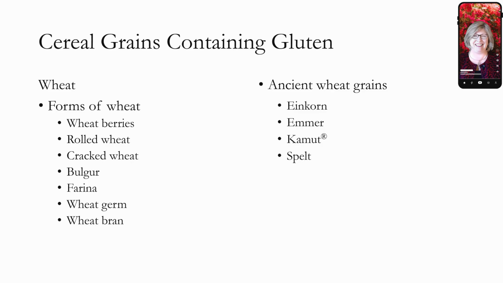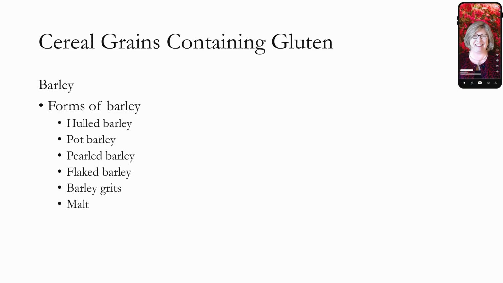There are various forms of wheat that are marketed: wheat berries, rolled wheat, cracked wheat, bulgur, farina, wheat germ, and wheat bran. Barley is another cereal grain that contains gluten. Forms of barley would be hulled barley, pot barley, pearled barley, flaked barley, barley grits, and malt.